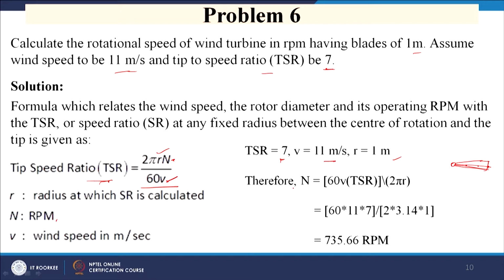So, N is equal to 60 V TSR divided by 2 pi R. So, we get 60 into 11 into 7 divided by 2 into 3.14 into 1. Then it comes to 735.66 RPM. So, this is the RPM of the rotor for the wind turbine we will be having.